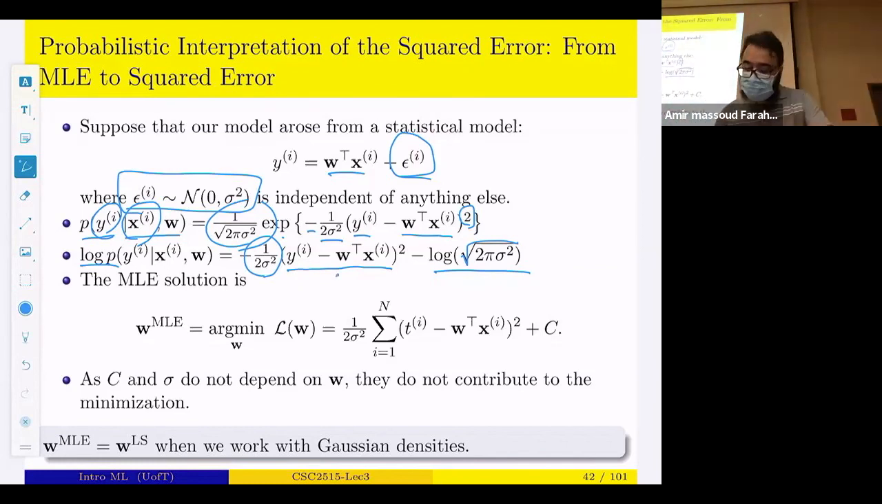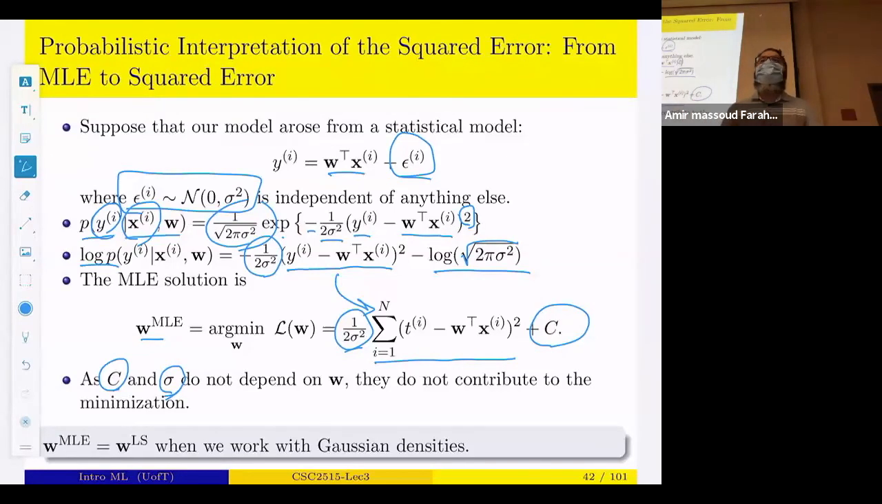So now we compute the maximum likelihood estimation of this. We just plug this in here, and the MLE would be the argmin of the summation of squared errors multiplied by 1 divided by 2 sigma squared, plus some constant which does not depend on W. I guess what is important here is that C and sigma do not depend on the weight. So in the optimization, it doesn't really matter what their value is, as long as sigma is non-negative, non-zero.